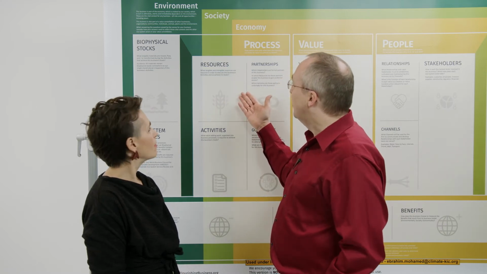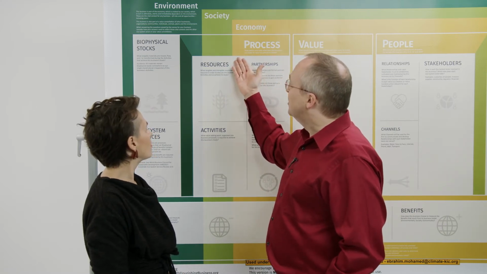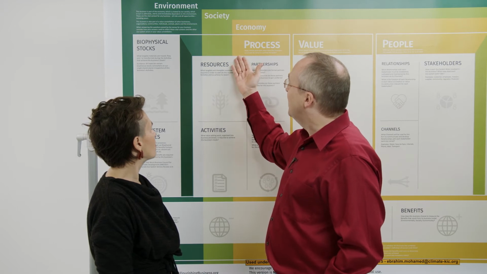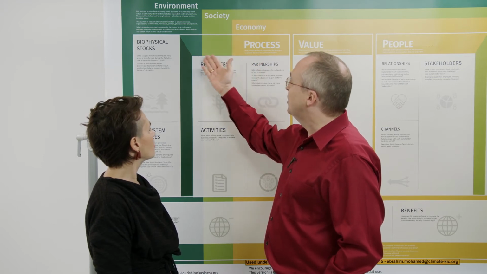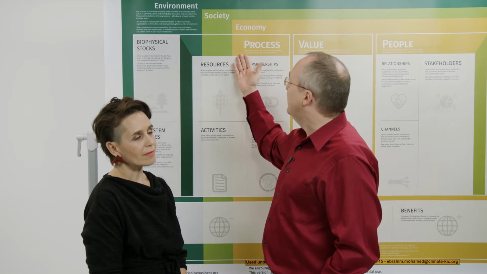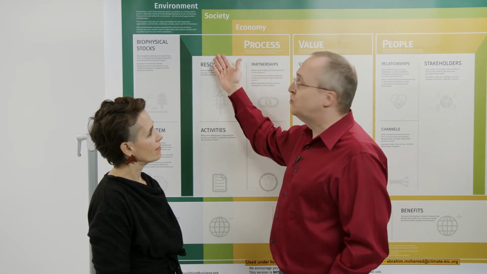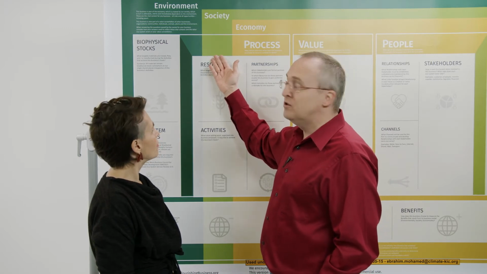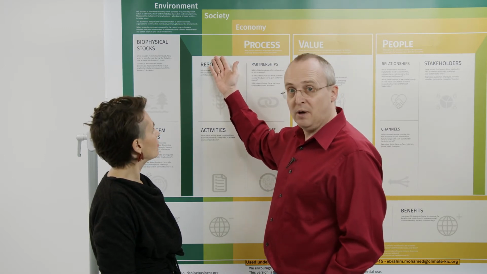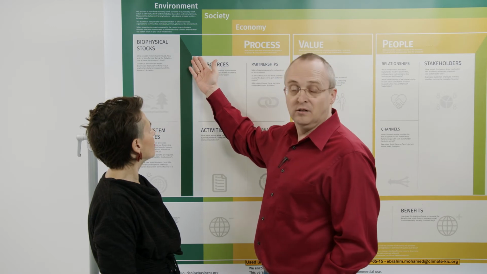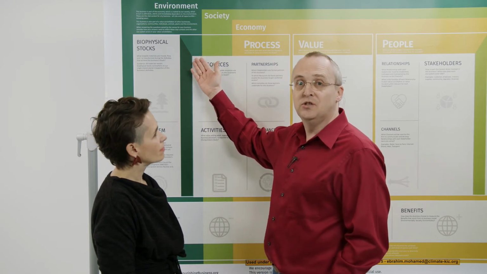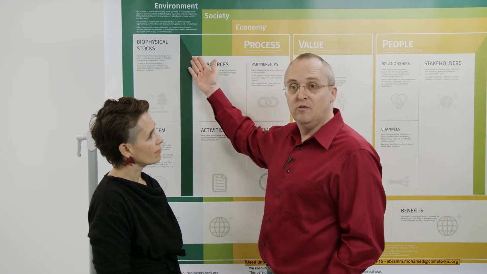So on the canvas, the resources box is shown as overlapping not only the economic context, but also the social and the environmental. So in the economic context, you can start to think about resources you have to pay for. And in the social context, you can start to think about social resources that you don't have to pay for. And in the environmental perspective, you can start to think about resources that are coming from the environment that you don't have to pay for.